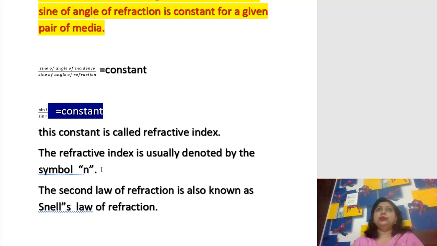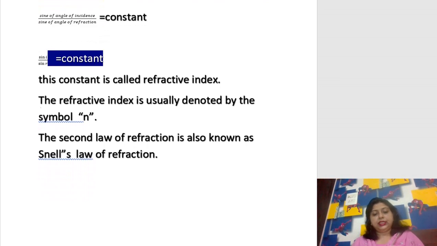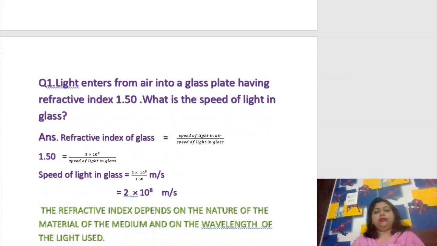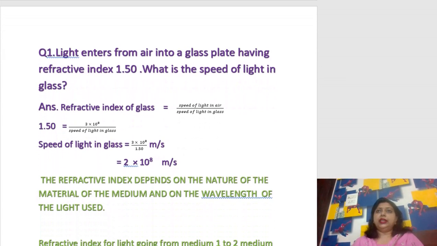In some books it is mu also. So it doesn't matter which letter is given. The main important thing is sine I upon sine R equal to constant. The second law of refraction is also known as Snell's law of refraction. Okay. Now we will solve some numericals so that it becomes more clear.